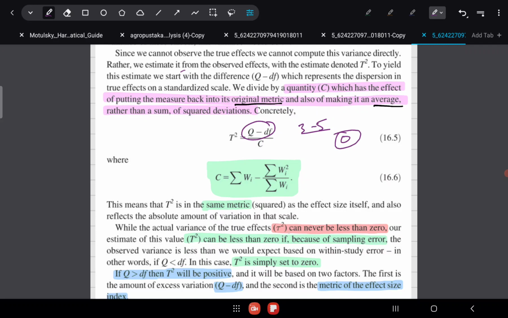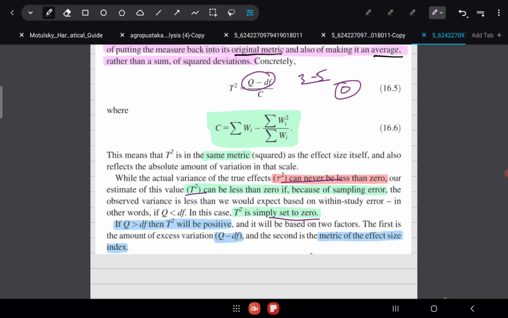Obviously the actual variance can never be negative, right? So if Q minus df is coming out negative, if Q minus df is less than 0, then tau square is simply taken as 0, right? Again, if Q minus df is more than 0, then of course it will be positive, so you don't have to think a lot. So just remember this: if Q minus df is less than 0, and the tau-square statistic comes out negative, you will simply set it to 0.